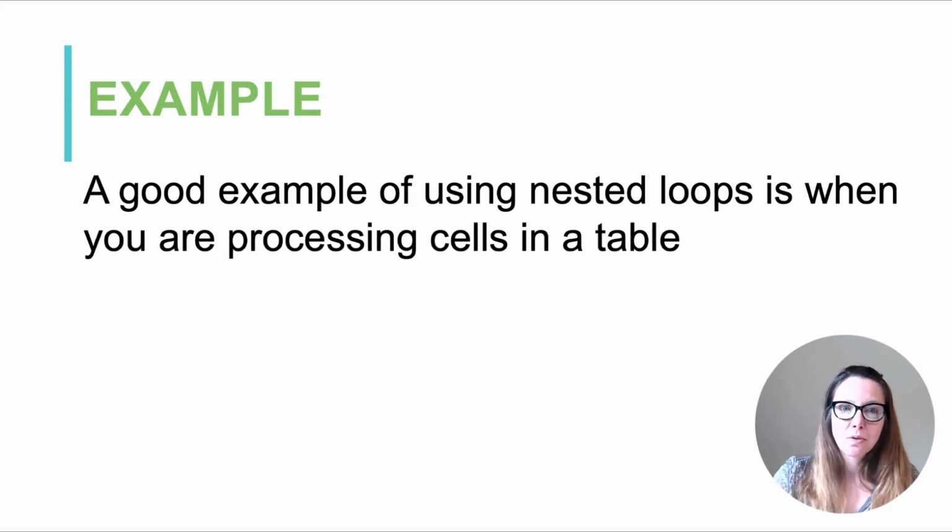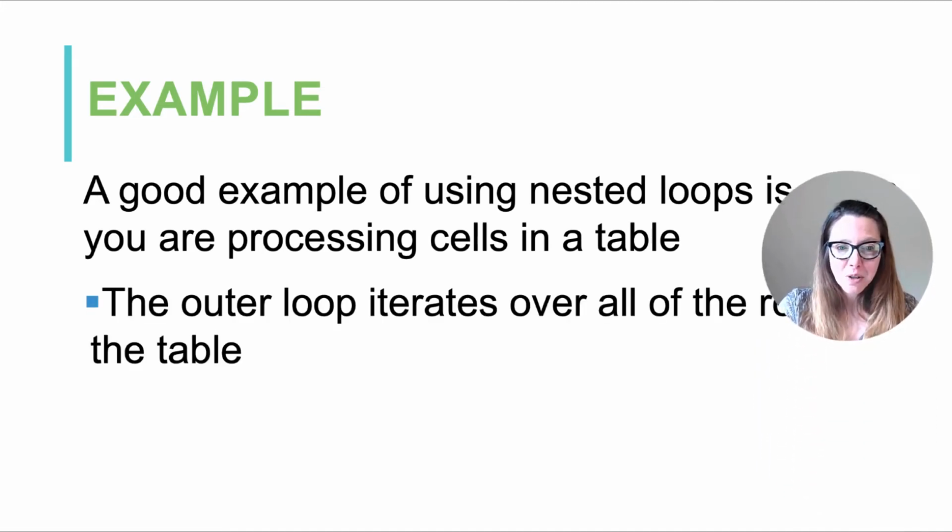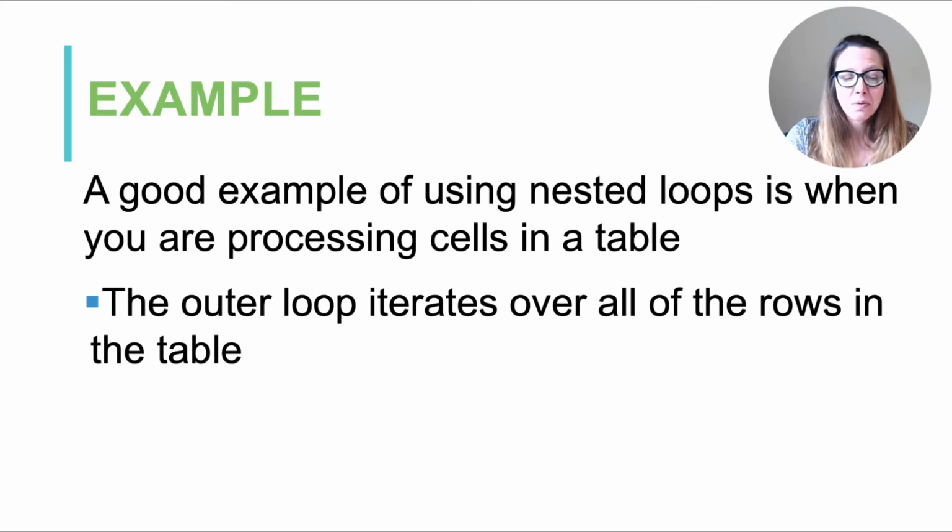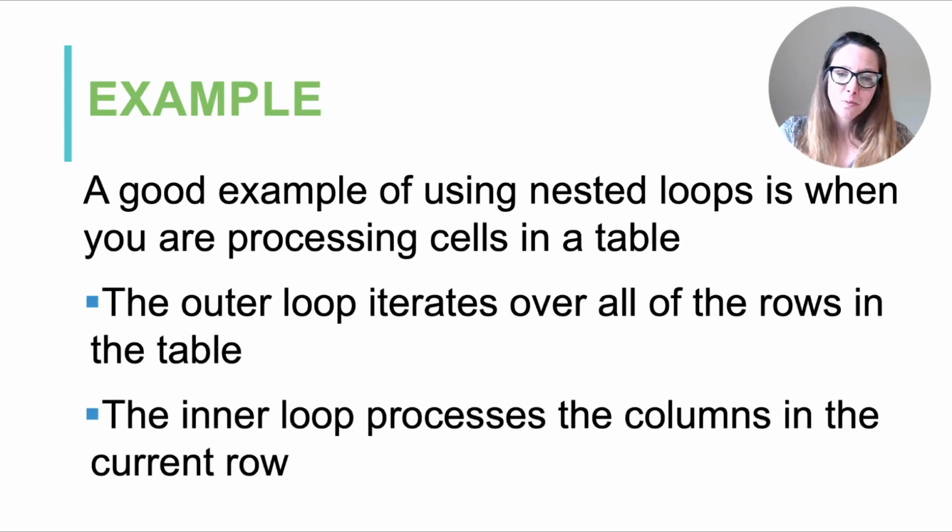A good example of using nested loops is when you're processing cells in a table. So if you want to go through the rows and columns of a table, this is a great example of using a nested loop. The loop through the columns would be nested inside the loop through the rows. So the outer loop would iterate over all of the rows of the table. The inner loop would process the columns of the current row.